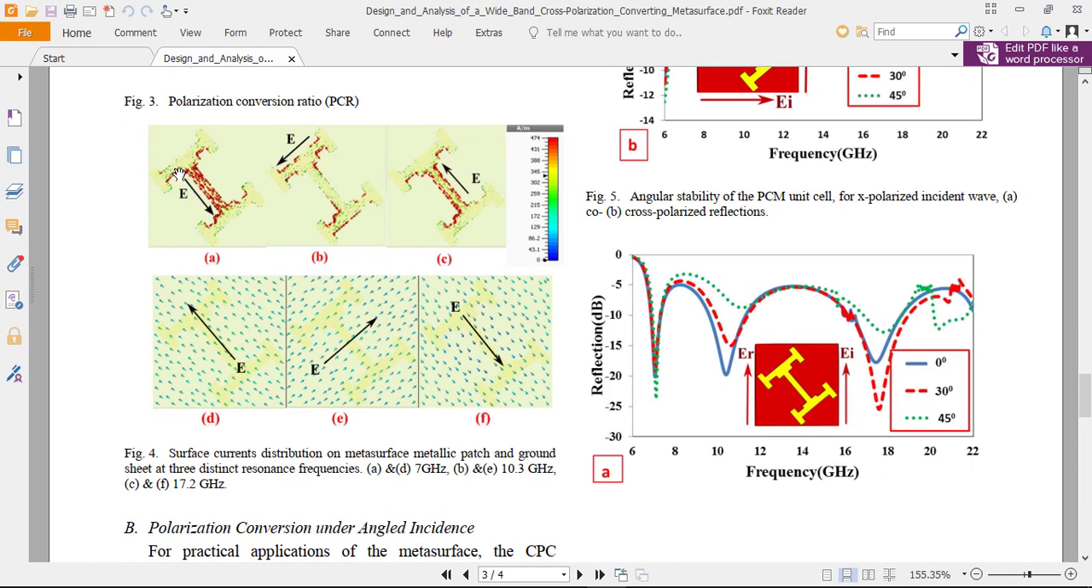This is the current distribution at the face and this is at the ground. They are opposite to each other. And again, this is the distribution on the face and this is the distribution on the ground, which are opposite to each other. So at these frequencies there will be maximum cross polarization.